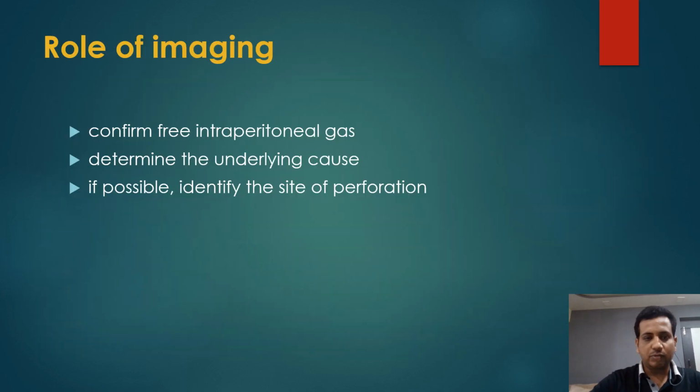And moving on to what is the role of imaging? Imaging from a radiological perspective. So the radiologist should answer three questions for a referring surgeon. First thing is whether there is a pneumoperitoneum. So we have to confirm whether there is free intraperitoneal gas or not. Second thing is we have to determine the underlying cause. And the third thing is, if possible, we have to find the site of perforation. So these three questions we have to answer: whether there is a pneumoperitoneum or not, what is the underlying cause, and we have to identify the site of perforation, if possible, radiologically.